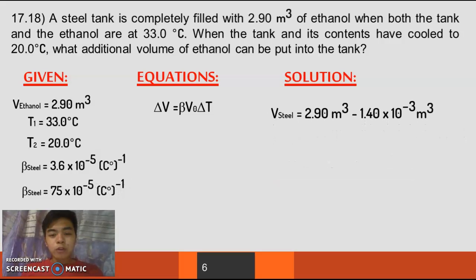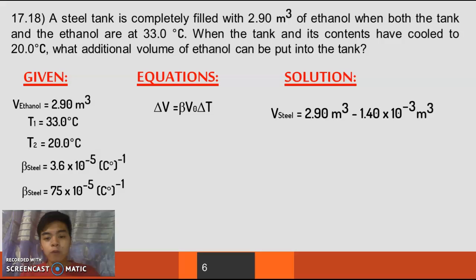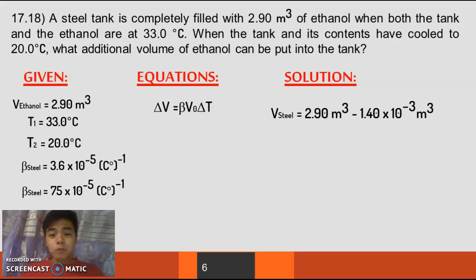So now in order to get the volume for the steel, we need to get first the initial volume minus the change in volume. So the given volume here is 2.90 cubic meter. So 2.90 cubic meter minus the change in volume of steel, which we have gotten from the previous one, which is 1.40 times 10 to the negative 3 cubic meter, to give us a value of 2.89 cubic meter. This is now our volume for the steel.